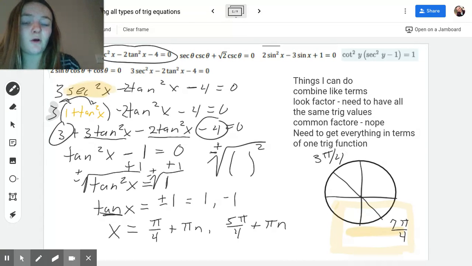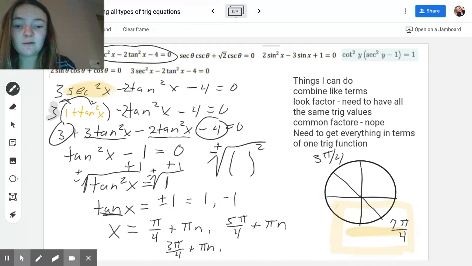So really all of the pi over 4 values are going to be represented here. So my answer is also going to be 3 pi over 4 plus pi n, and, sorry, not 3 pi. Oh yeah, and 7 pi over 4 plus pi n.